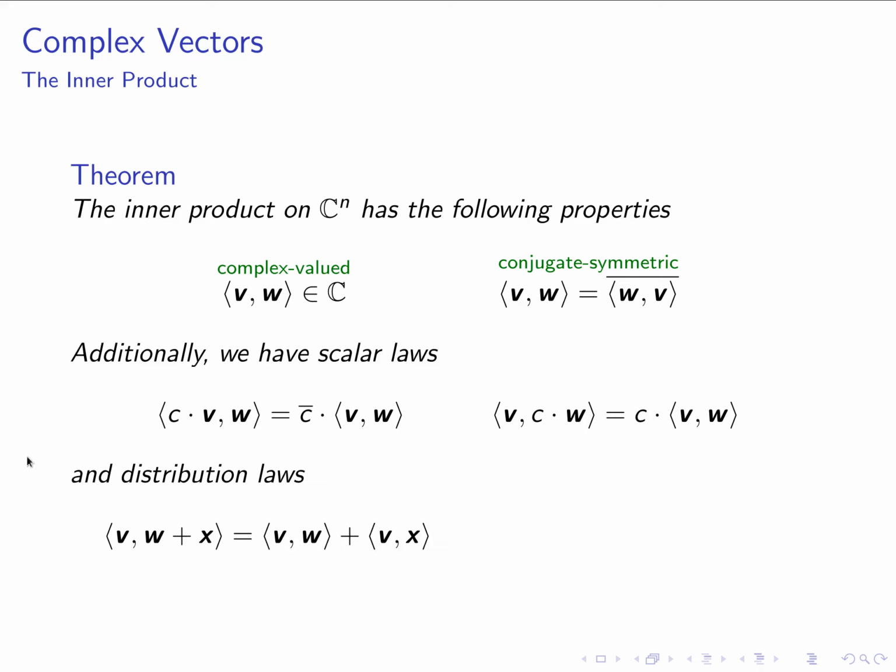And there are distributive laws. If we want to take the inner product of v with the sum of two vectors w and x, that's the same thing as first taking the inner product of v with w, then taking the inner product of v with x, and then adding the two results. We can also distribute from the right. If we wanted to add v to w and then take an inner product with a new vector x, that's the same thing as first taking the inner product of v with x and then taking the inner product of w with x and adding the two results.